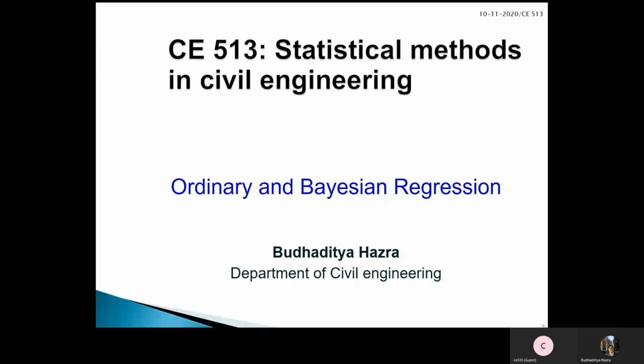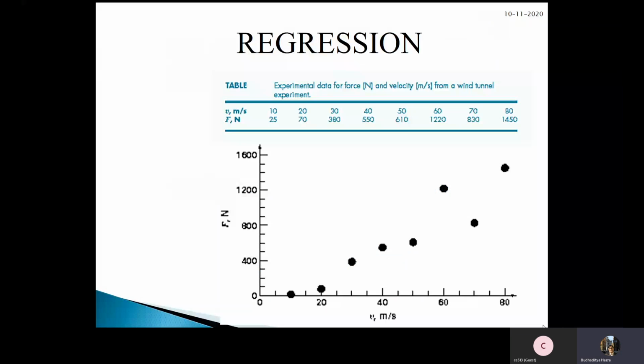Now, what is ordinary least squares regression? Well, what happens really in regression? Suppose you perform some experiment. Okay, let's say you are performing some laboratory experiment involving force and velocity from a wind tunnel experiment. So you have basically an independent variable which is force, and then you record the velocities, right, for different values of forces. And this is the data that you get from the wind tunnel experiment.